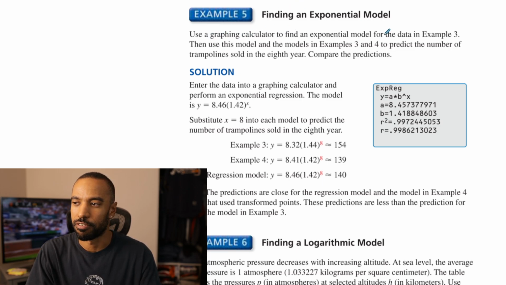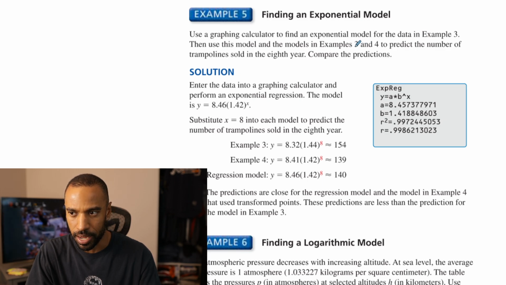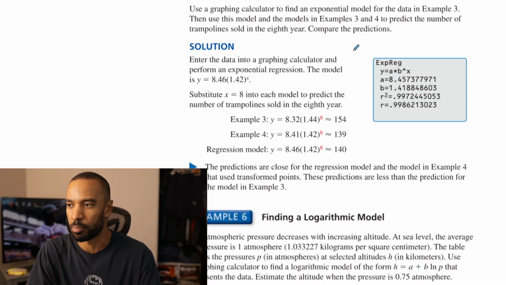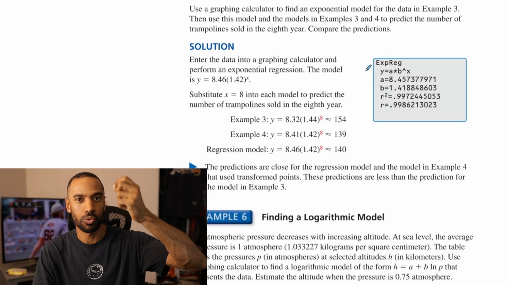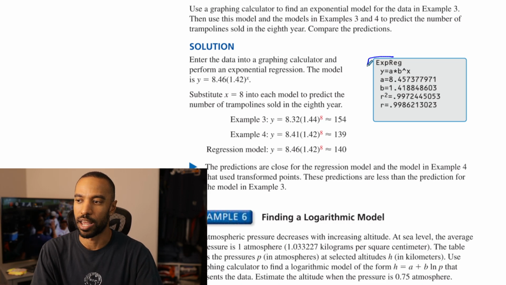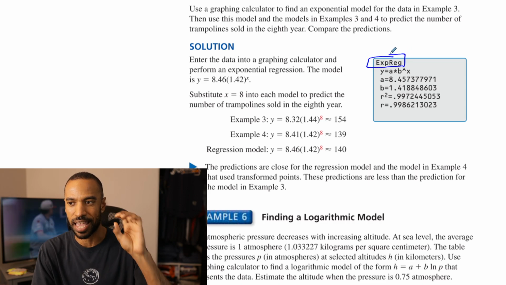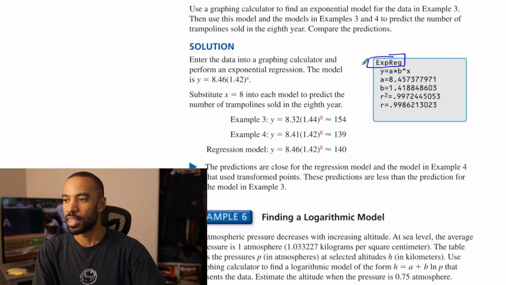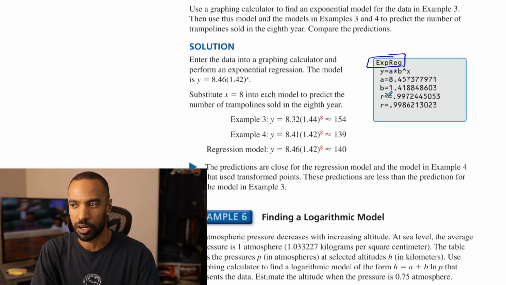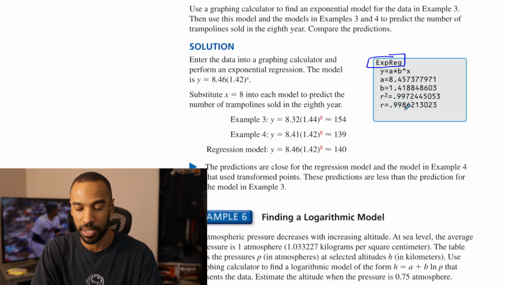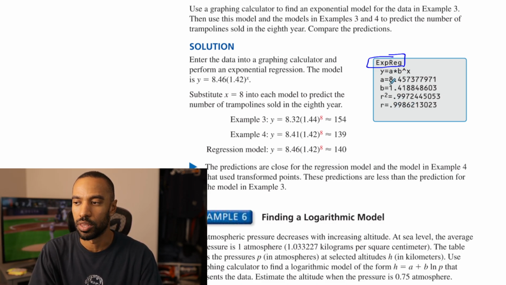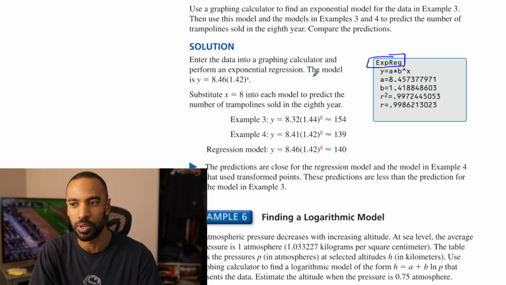Use a graphing calculator to find an exponential model for the data in example 3. We just saw the same example, trampoline one. So we're going to plug those points into the L1 and L2 lists, and then we can use exponential regression. That's within the stat calc menu. And then we can come up with those ones, and they'll give you some stuff here. R squared is always a number that we like to see, or R, the correlation coefficient, being extremely high, close to 1, where these end up being the A and B values here. So we can rewrite this equation, I guess, 8.46 times 1.42 to the x power.